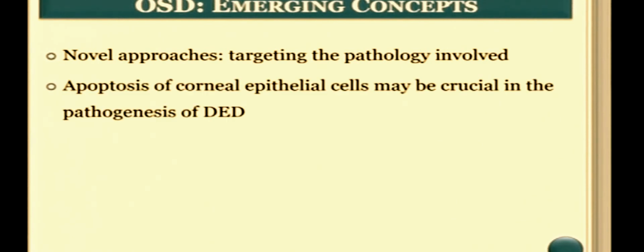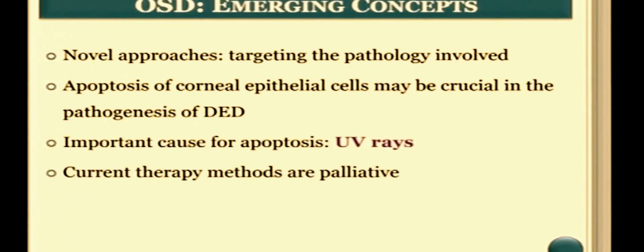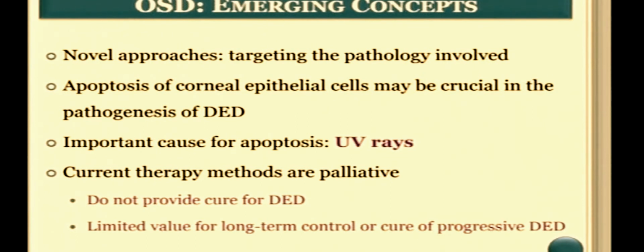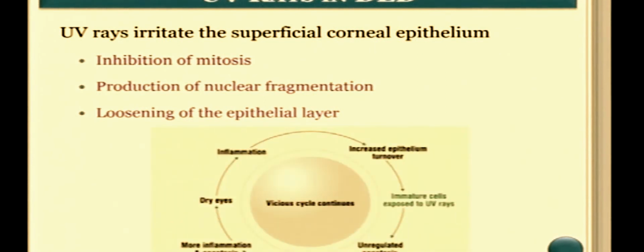There is an emerging concept these days. People are more focused on surface epithelial cells rather than on the breakup time or the Schirmer's. They found out that apoptosis is a very important factor that causes symptoms, and the symptoms of dry eye disease are caused by apoptosis. That's a known thing, and UV rays are responsible for causing apoptosis.